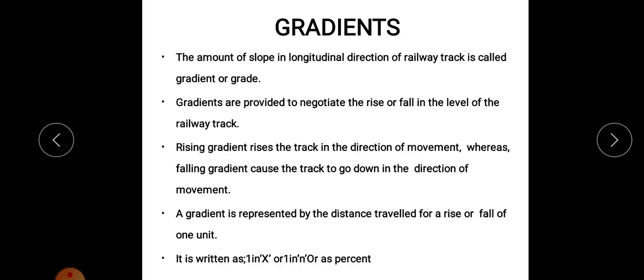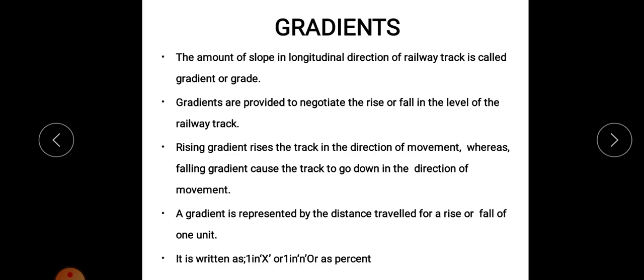Next, the first element we can discuss is gradient. Gradient is the amount of slope in the longitudinal direction of a railway track, and these gradients are provided to negotiate the rise or fall in the level of the railway track. Throughout the path there may be rise or fall because our topography is irregular. So in order to negotiate these, we provide gradients in order to have a smooth movement. The rising gradient rises the track in the direction of movement, and the falling gradient causes the track to go down in the direction of movement.